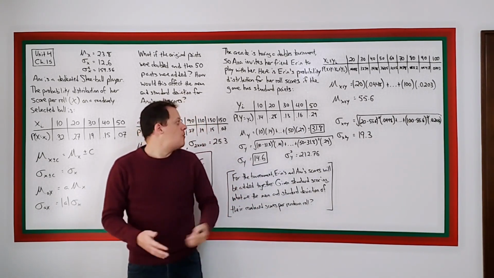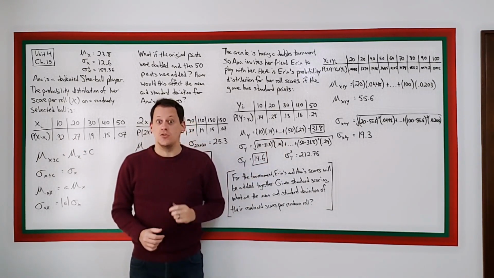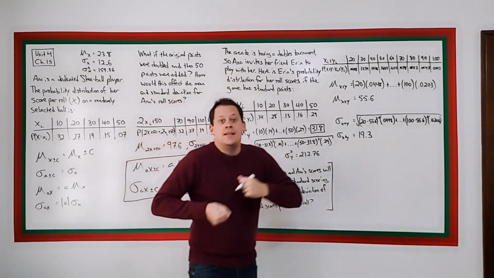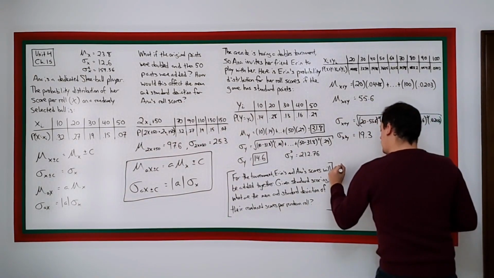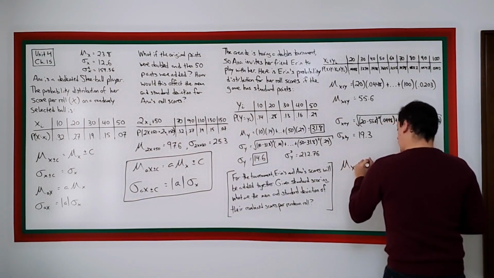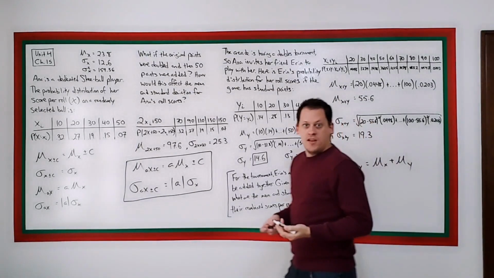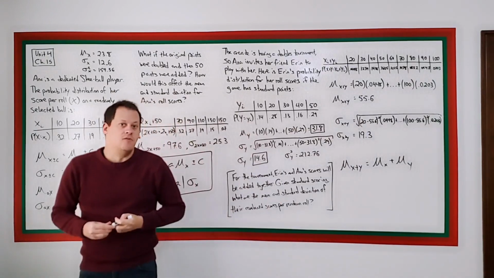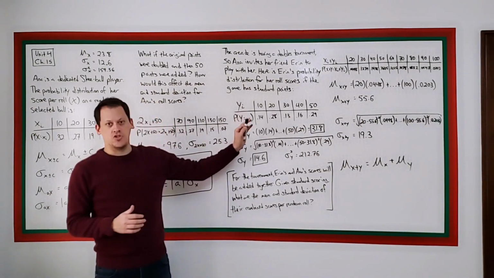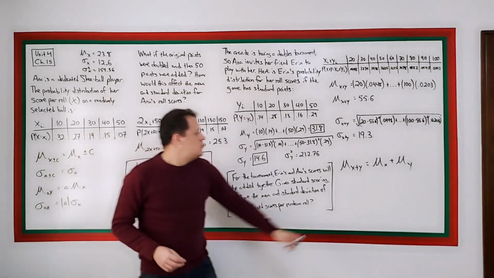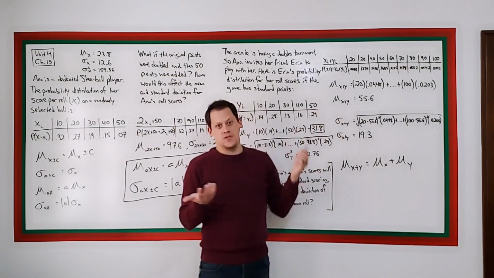How am I going to know, based on these two distributions, what the mean and standard deviation look like? For the mean of x plus y, it's as simple as: the mean of x plus y is the mean of x plus the mean of y. Super simple. Okay? You don't have to show all of that work. You could just say this and then put the numbers in.